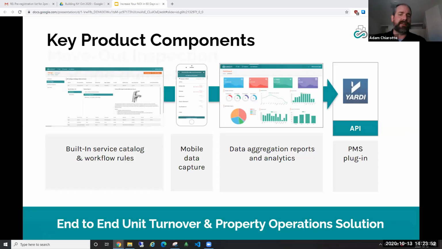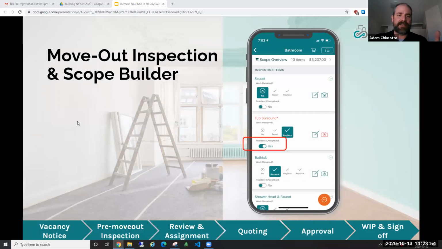Now, the last part of this is, or not the last part, I shouldn't say that. Here's some more examples of how you're able to do that. So this is a view of our mobile application. If you need to build your scope of work while you're in the unit, this is all customizable, not customizable, I shouldn't say that, I should say configurable. So, for example, in this case, there's a tub surround. Whenever we need to replace the tub surround, I want to mandate a photo so that anybody that might possibly need to give their approval is able to do it without having another site visit. And this is all available from our mobile app.